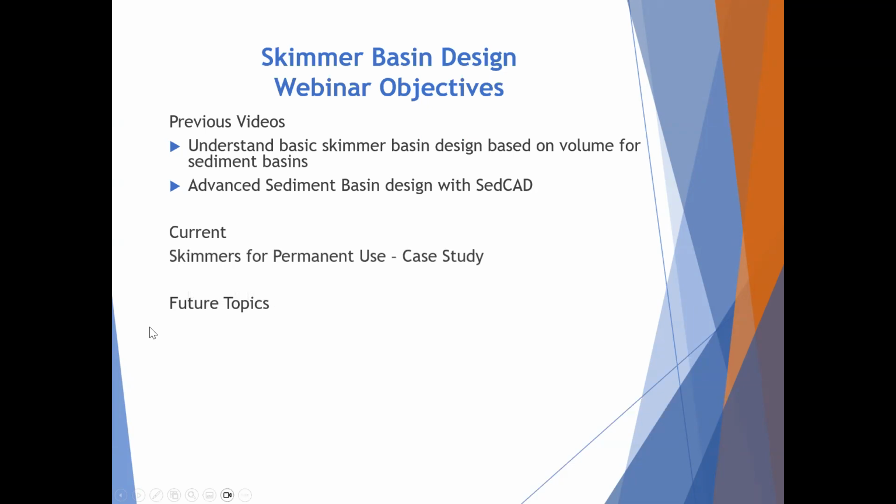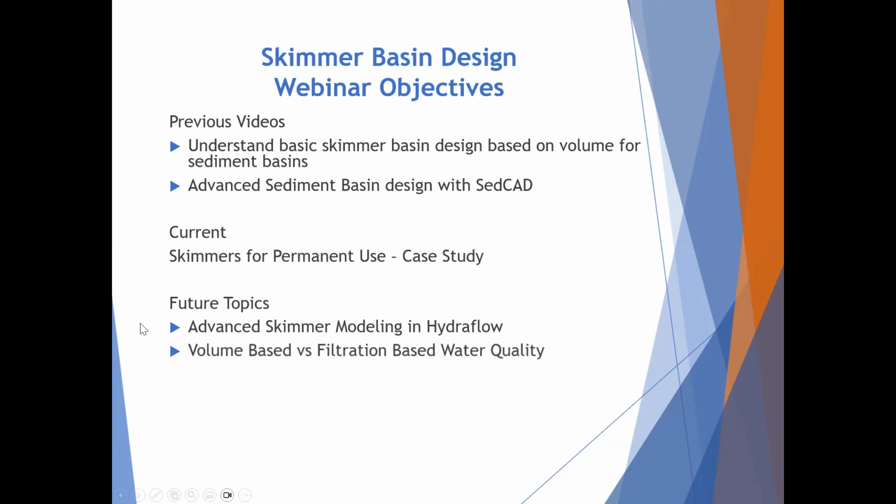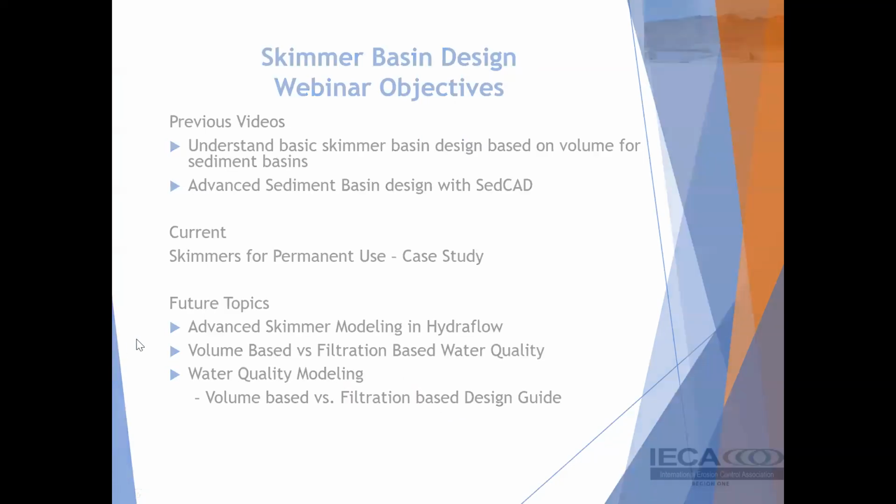We're going to go through a couple of case studies, just talk generally about why you would want to do that, basically information only. In the future, we're going to talk about advanced skimmer modeling and HydroFlow. If you did decide you wanted to use it permanently, how would you put that into your hydrology model? And then we're going to wrap up the series, at least for now, talking about volume-based versus filtration-based water quality. And then we're going to do some water quality modeling and talk about volume-based modeling, how that's typically done versus filtration-based modeling, and provide a design guide for how you would do that.